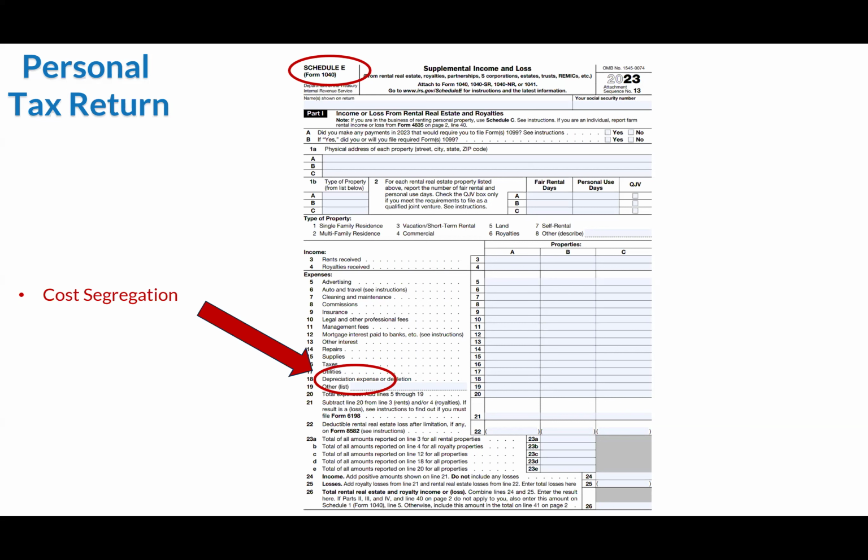So as you start looking at this, make sure we're not getting a client excited about cost segregation to all of a sudden say, whoops, you can't use it. It would have been a great thing if you could, but you can't. So we've got to be careful there.